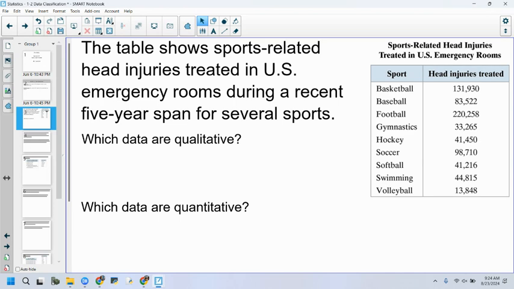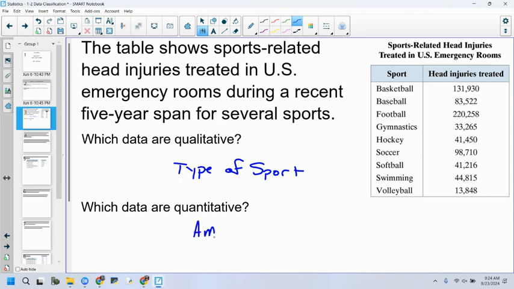So in terms of the qualitative data that has been collected here, what would that be? The type of sport, right? Type of sport. That would be the qualitative piece of this data. And what would be the quantitative piece of this data? The number of head injuries, exactly. The amounts of head injuries.